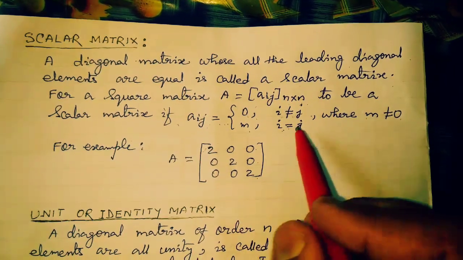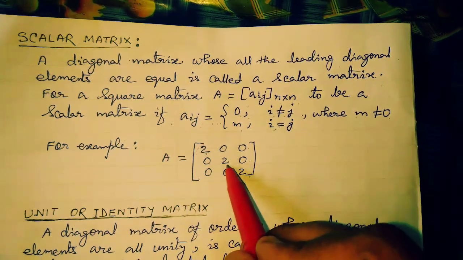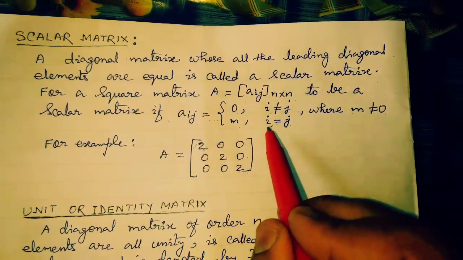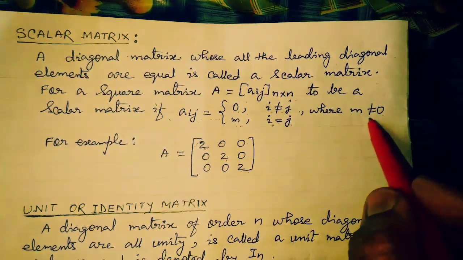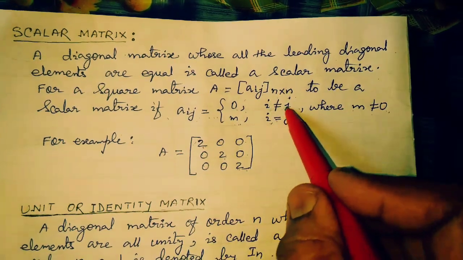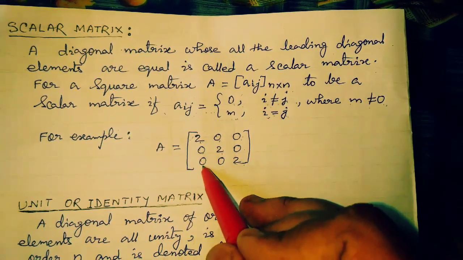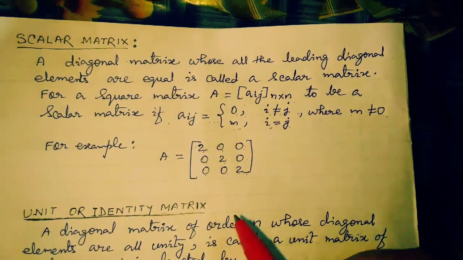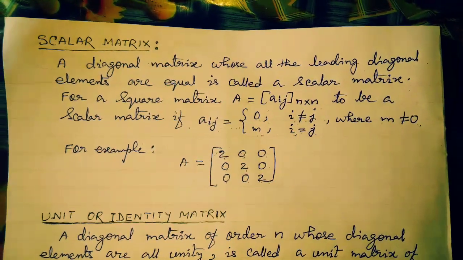And one thing to follow here: in this case, i and j are equal. This is the A11 element, this is A22, and this is A33. So when i equals j, the value is m, where m is not equal to 0, it may be 1, 2, 3, 4. That is why these are the leading diagonal elements. And where i is not equal to j, that means A12, A13, A21, A31 and A32, all these elements are 0. Clear, student? So this is the scalar matrix example.